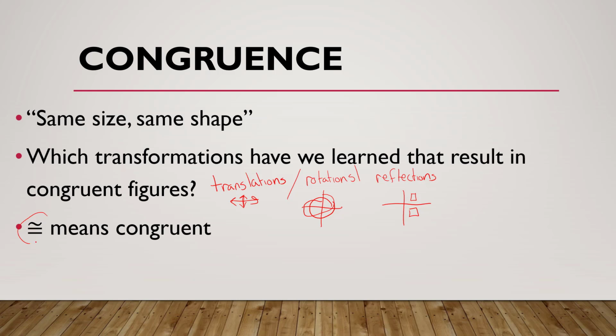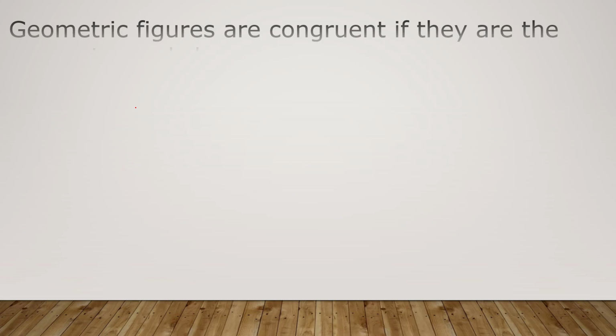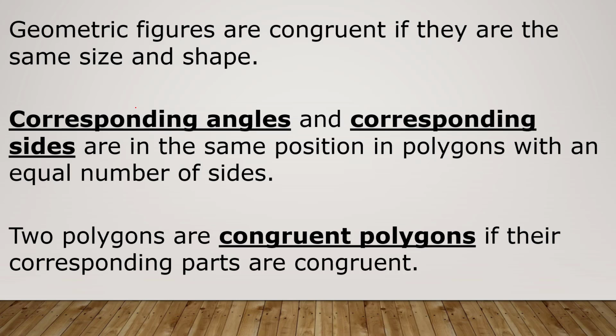Now the symbol notation we want to get used to is an equal sign with a wavy line on top of it. That means congruent. This is not the first time we've seen the term or the symbol. We want to know that congruent means same size, same shape. Geometric figures are congruent if they are the same size and same shape. Corresponding angles and corresponding sides are in the same position in polygons with an equal number of sides. We're going to see that in a number of examples as we move forward. So right now, the important thing is that we write it down and we're familiar with the statement.